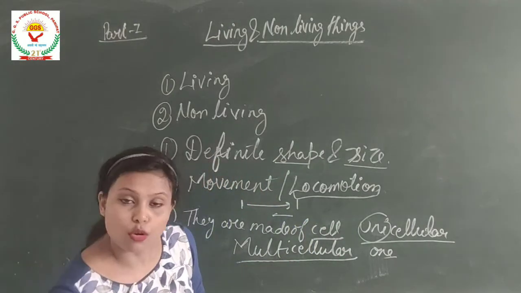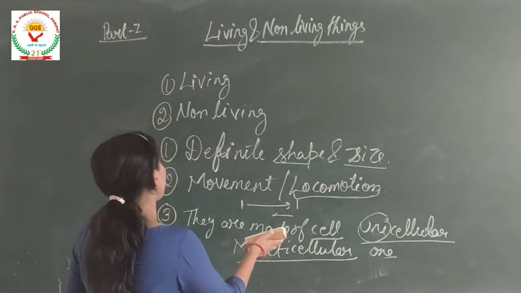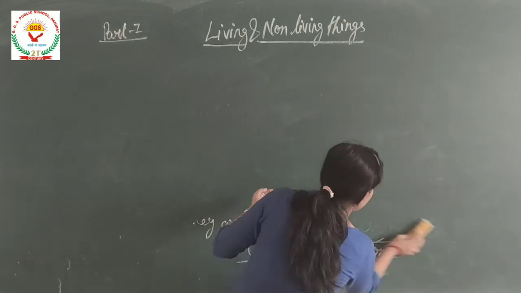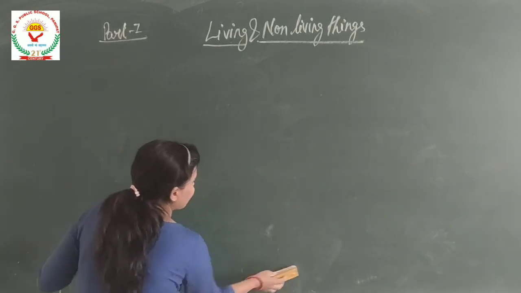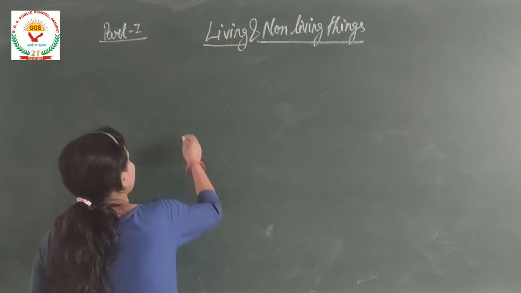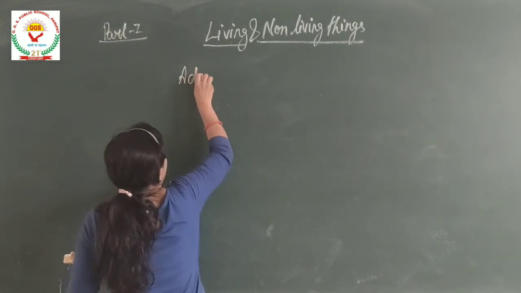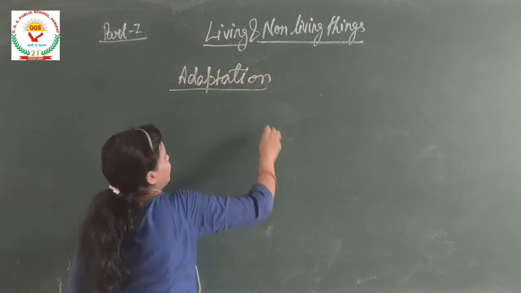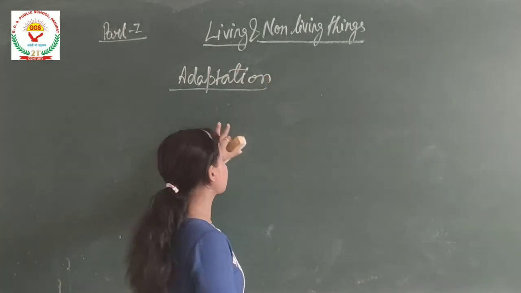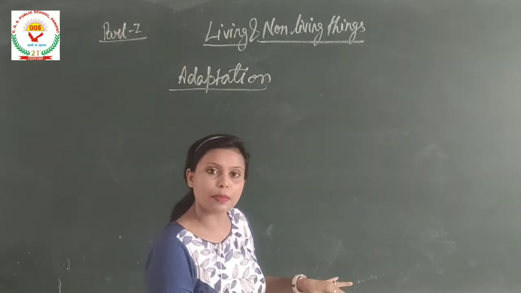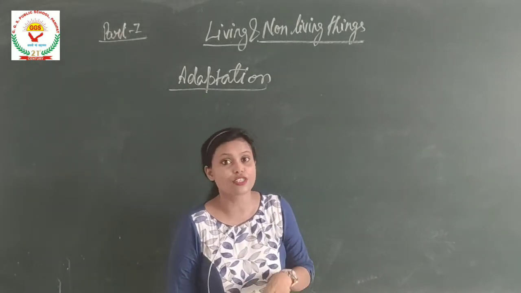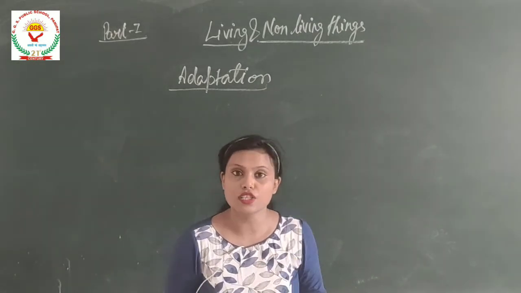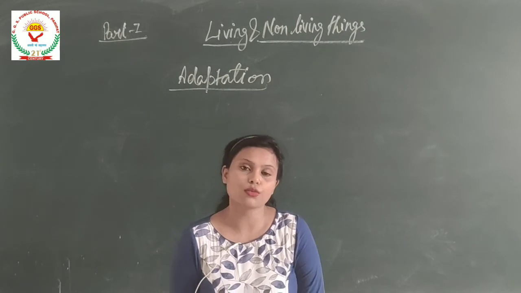Let's move to the next characteristic of the living organism, that is they can adjust, or adaptation. In 5th class, you have already studied about the adaptation. What is adaptation? Adaptation is the adjustment to the environment. That means the living organism can adjust themselves according to their environment.